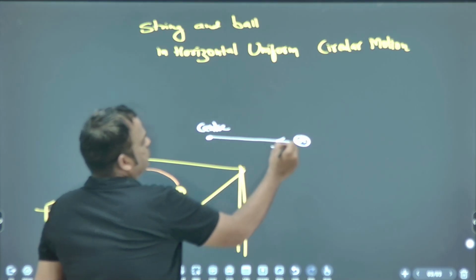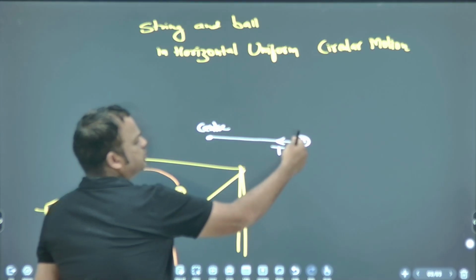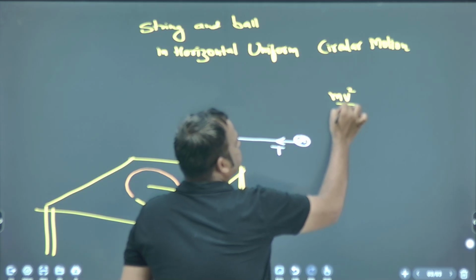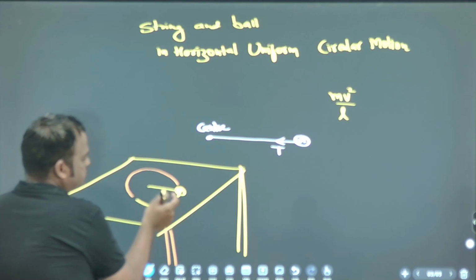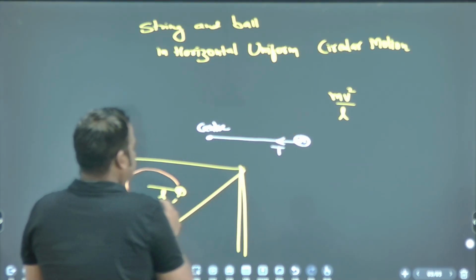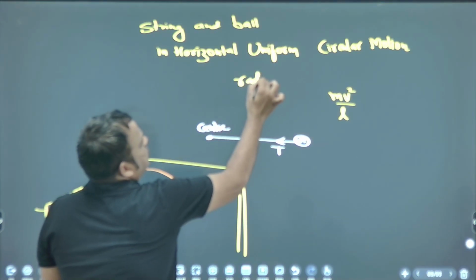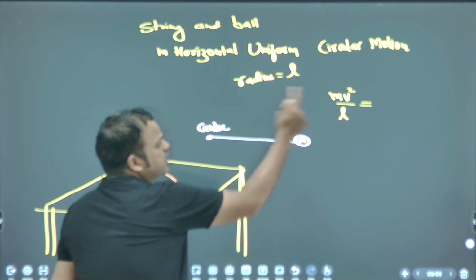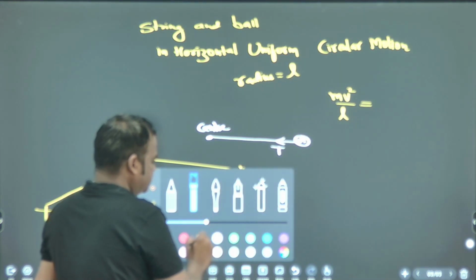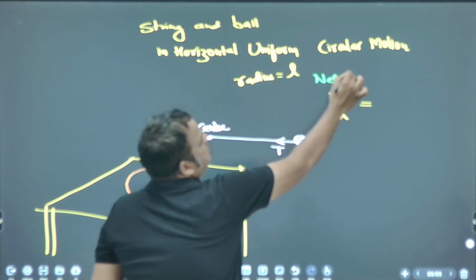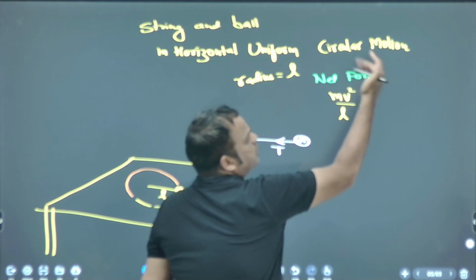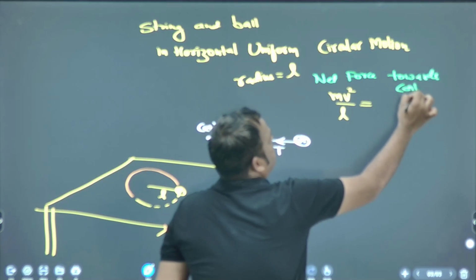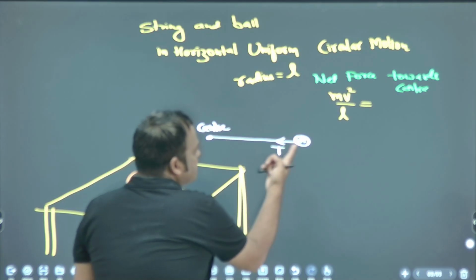So tell me, what is the formula for centripetal force? mv square by r. Now r will be the length here. The length of the string is L. So radius is equal to L. That is the centripetal force. And what do you mean by centripetal force? What is the meaning of centripetal force? Net force towards the center. Very good. Net force towards center.